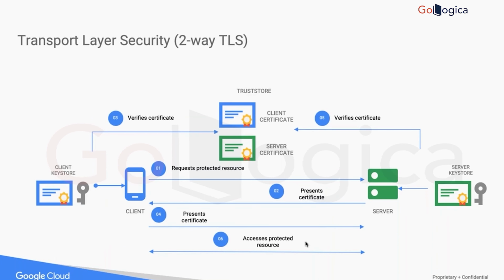Now what happens is, in case of two-way TLS, the client will maintain a key store. This key store will have the private key and certificate of the client. And the client will also maintain a trust store. The trust store will have the certificate of the server.